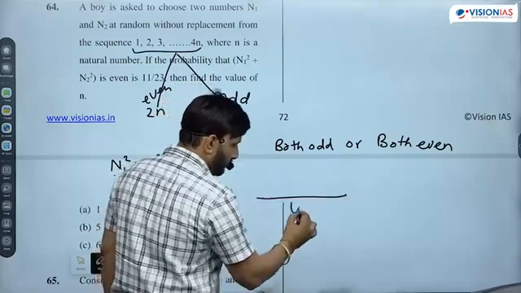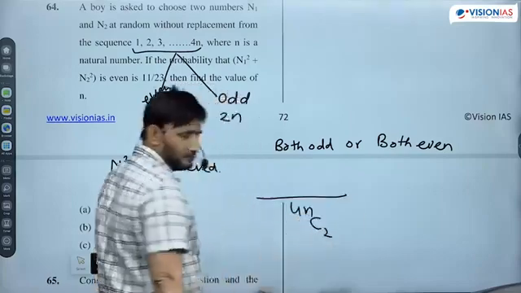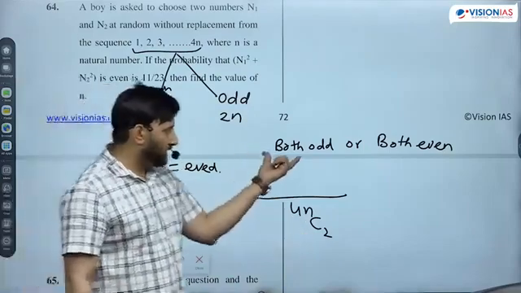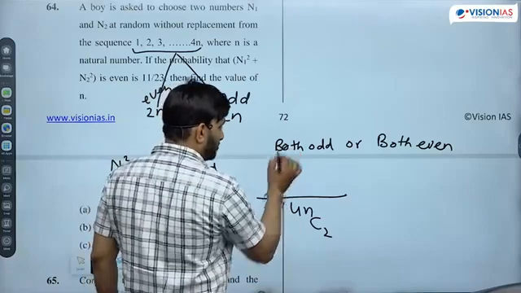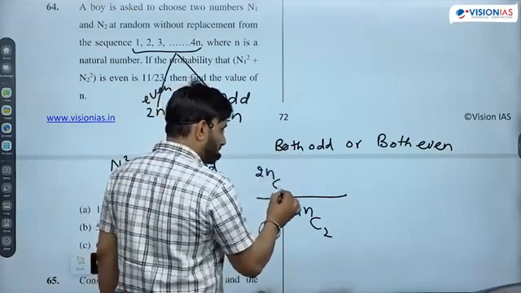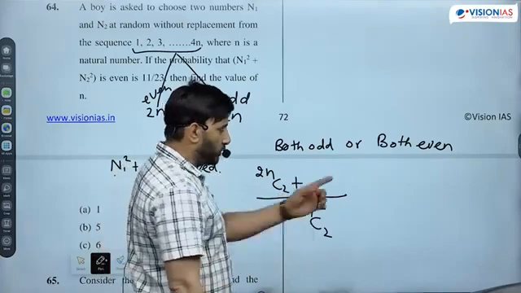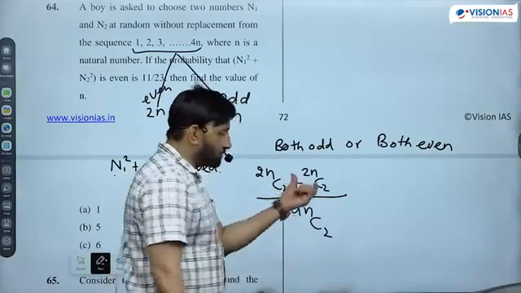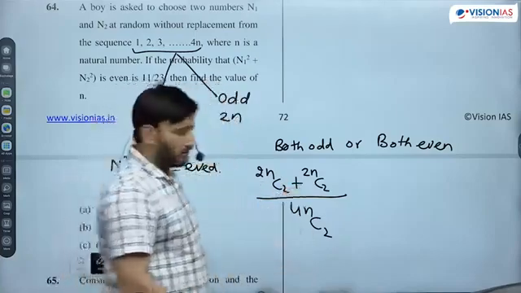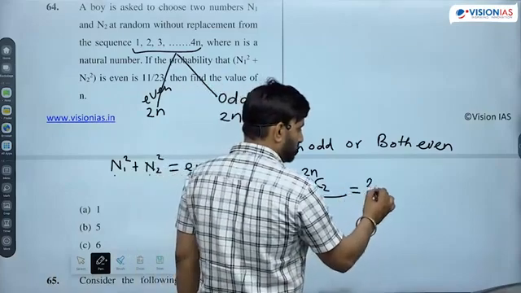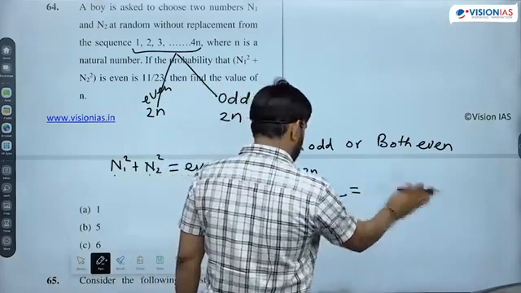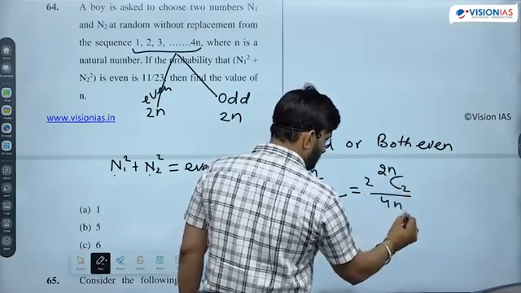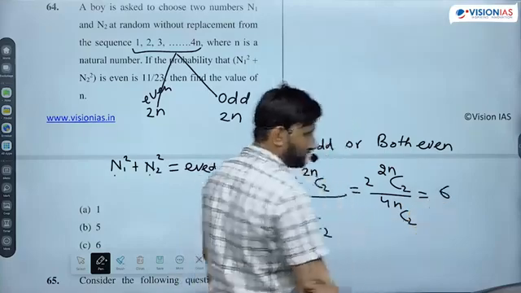Total number of cases is 4n C2. You are choosing two numbers out of 4n. First case, when both are odd numbers, that will be 2n C2 plus both even, that is also 2n C2. बेटा सेम नंबर को दो बार ऐड करेंगे तो डबल हो जाएगा. तो what you will get double of 2n C2 upon 4n C2, that is given to be 6.